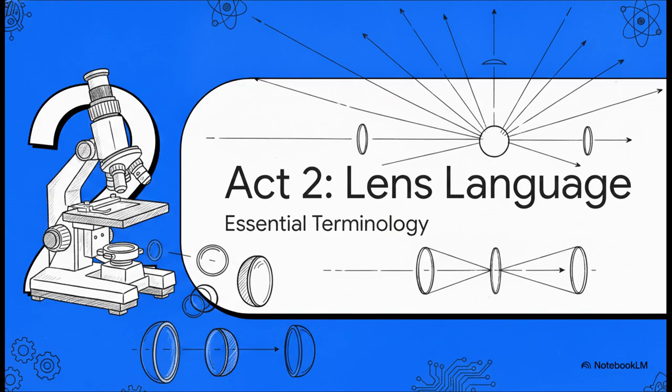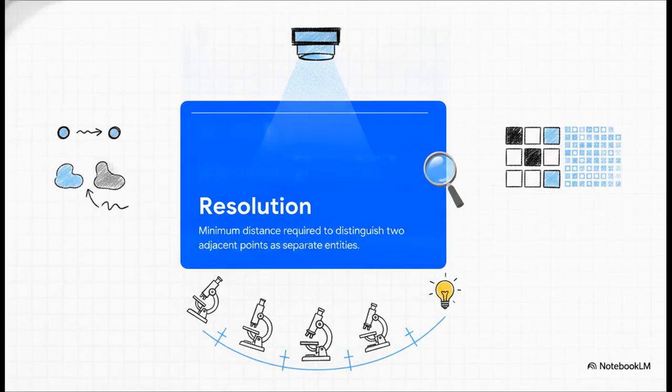All right, moving right along to Act 2, the language of the lens. Before we get into the really modern tech, let's do a quick training sequence to learn the optical cheat codes that determine how a microscope actually performs. First up is resolution. By definition, this is the minimum distance required to distinguish two adjacent points as separate independent entities. Think of it exactly like the pixels on your smartphone screen.